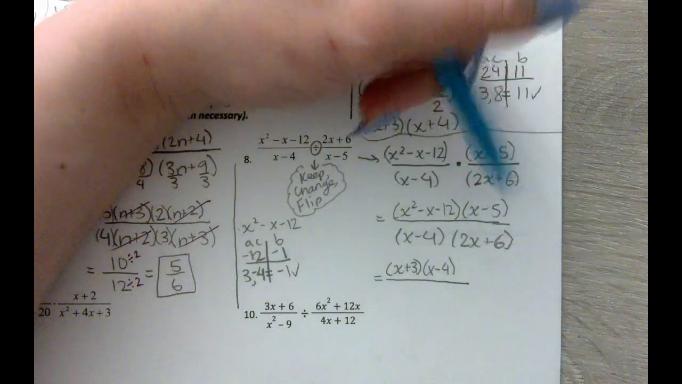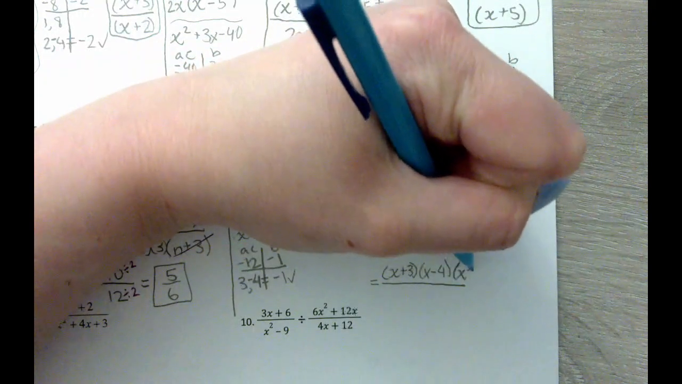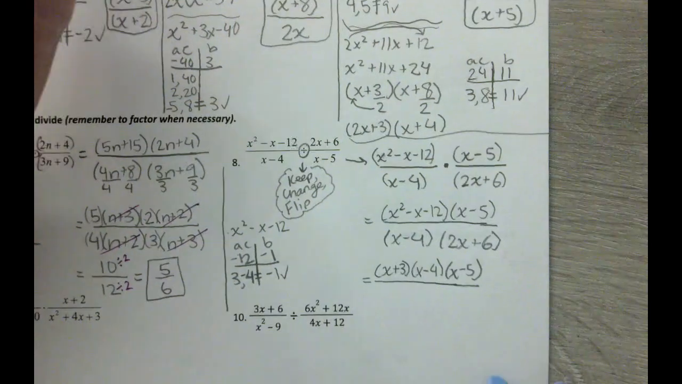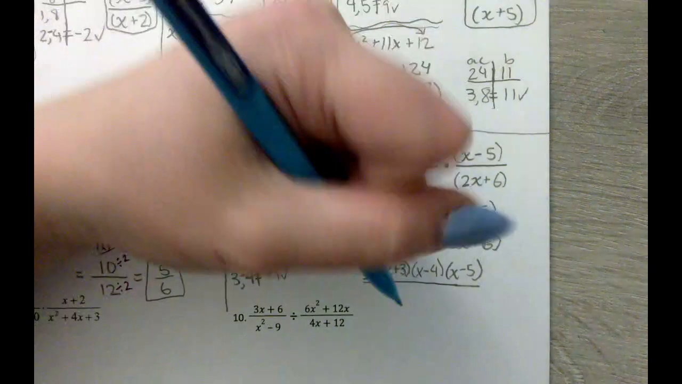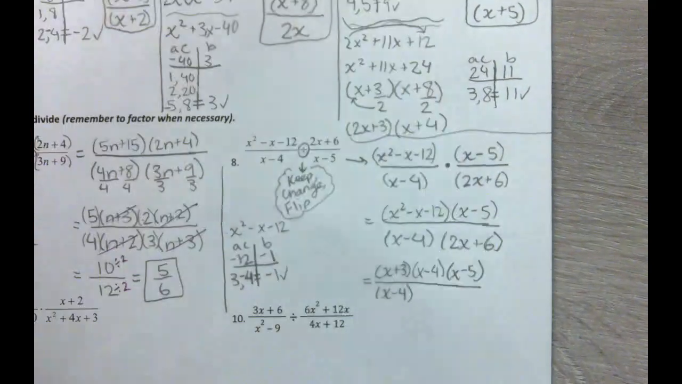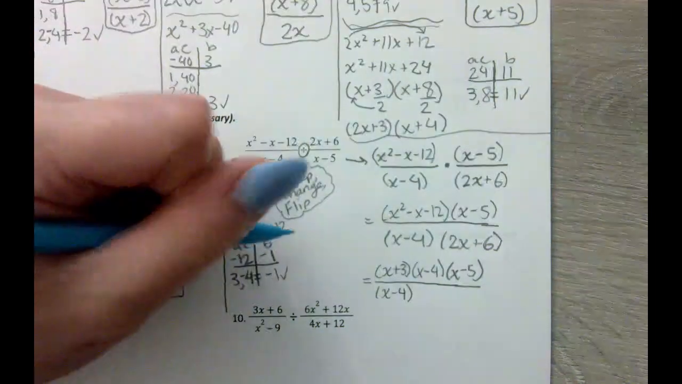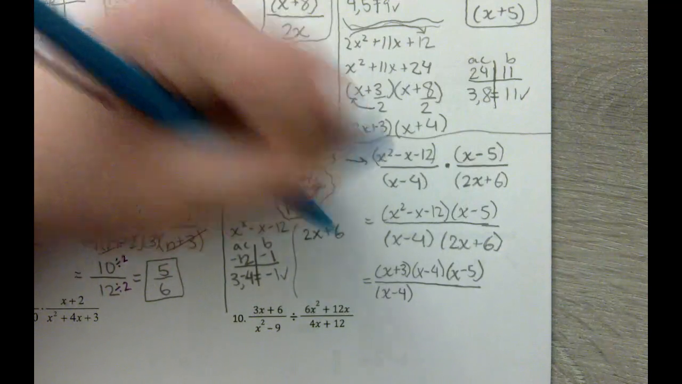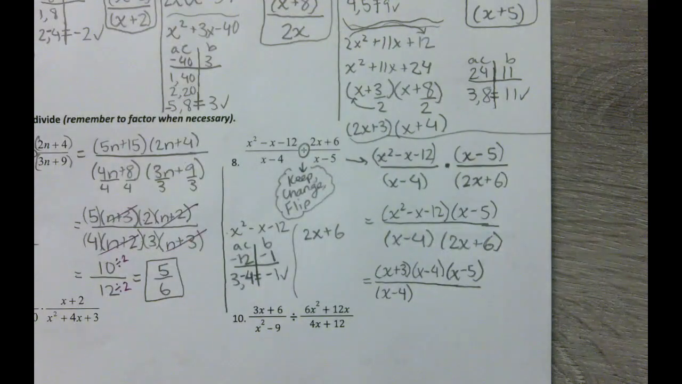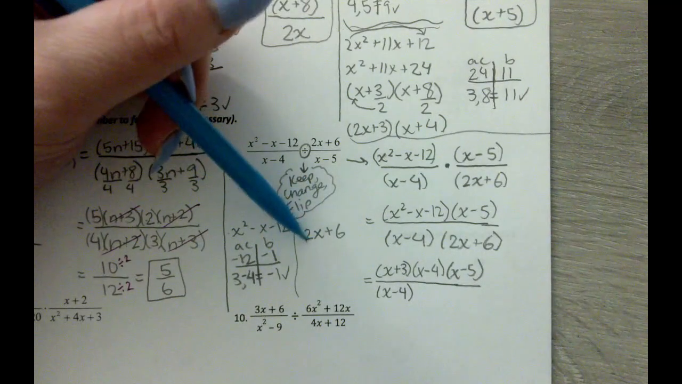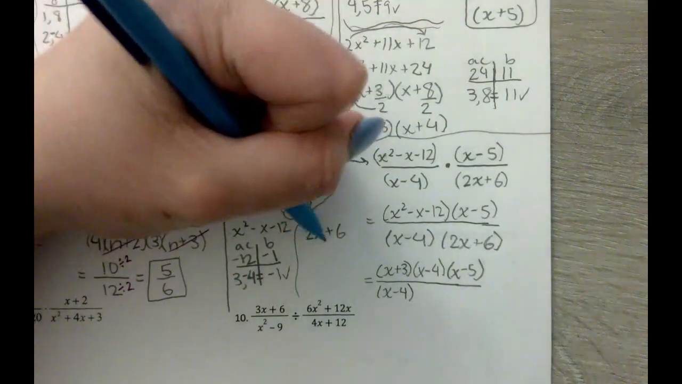Now I can bring down the x minus 5. There's nothing to do with it. And I am trying to keep in mind that I don't have a lot of space. So that's why I'm writing a little extra small here. On the bottom, I've got x minus 4. 2x plus 6. I hope you caught, this is a GCF problem. Again, look for things. What do they have in common? They don't both have an x, so I can't pull out an x, but they are both even, so I can divide by 2.